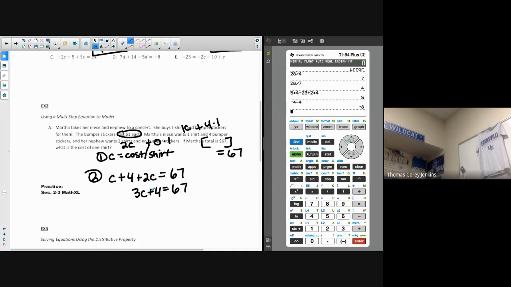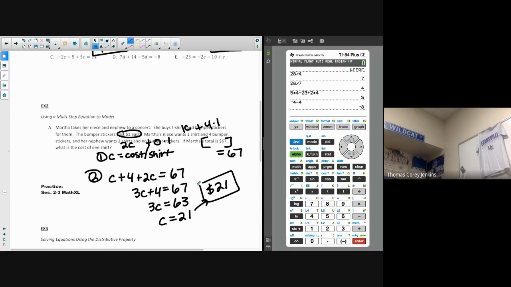Okay, and then I'm going to subtract 4 from both sides. So that's going to give me 3C equals 67 minus 4 is 63. And then 63 divided by 3 is going to be 21. So the cost of a shirt is $21.